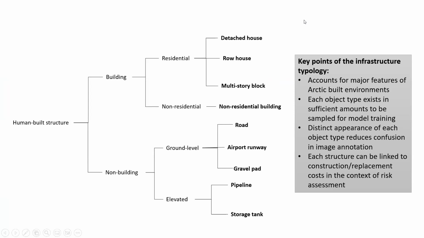And so some of the key points here are that this accounts for most of the features of the Arctic built environments. And each object type exists in sufficient amounts to be sampled for model training, right? Because if you attempt too fine-grained of a classification, you'll end up with classes that are super specific and very hard to find, right? And more importantly, each structure can be linked to construction and replacement costs in the context of risk assessment, right? In particular, the fact that I've subcategorized building types is important because we know that different structures cost different amounts of money to be built. So this could help risk assessment studies have even more accurate estimation of costs.